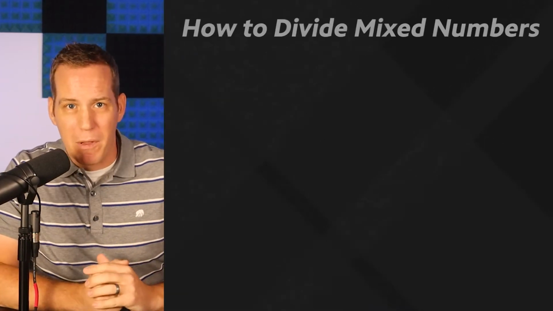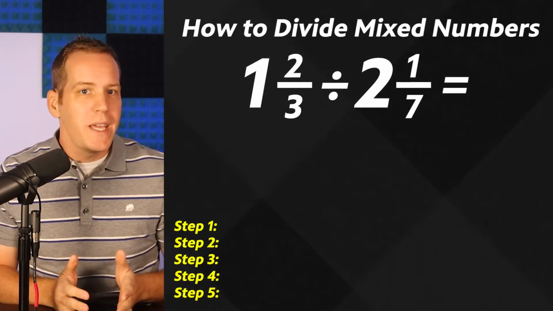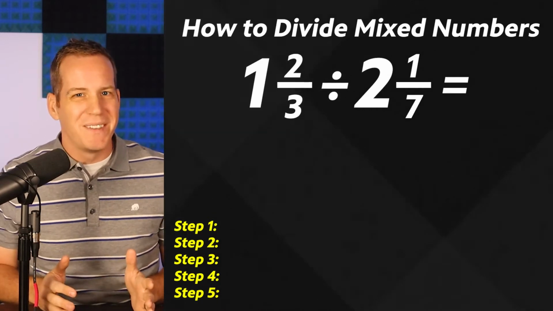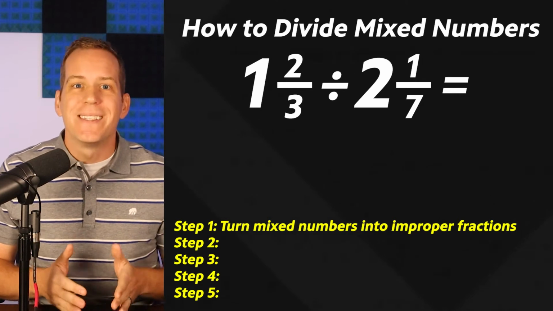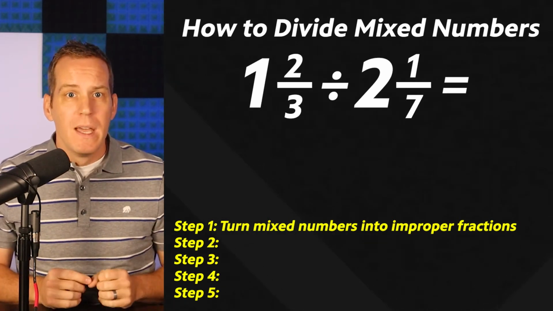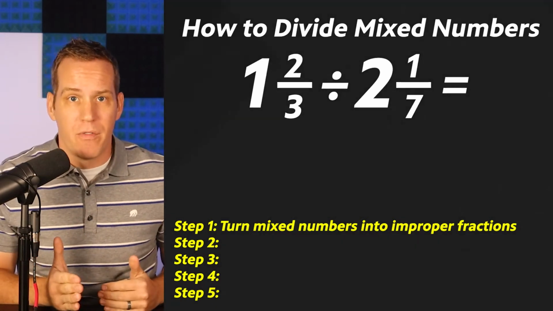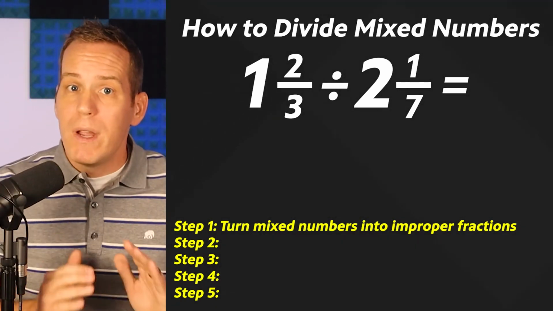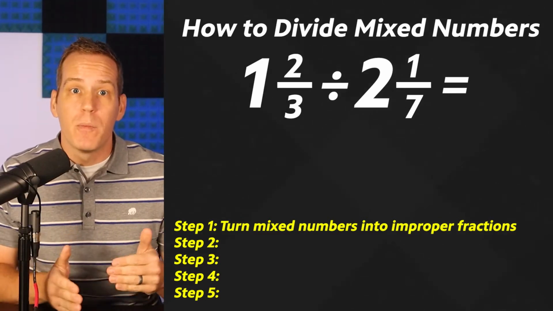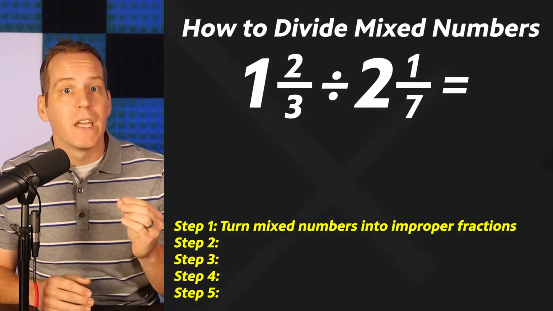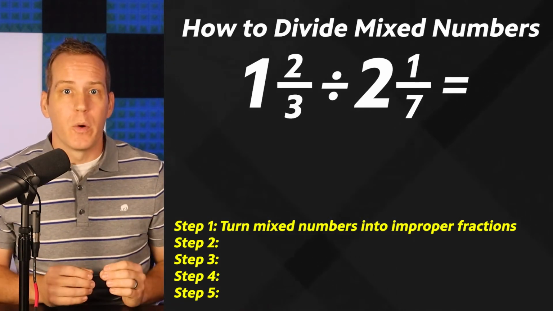Here's our example problem. There are 5 main steps in dividing mixed numbers, but each step is not really that complicated. Step 1 is to turn both mixed numbers into improper fractions. If you only have one mixed number, then you'll need to turn that one into an improper fraction. The point is to get rid of the whole number in front of the fraction. So we need to get that whole number out of there, and we can do that by converting them both into improper fractions. Let's do that really quick.